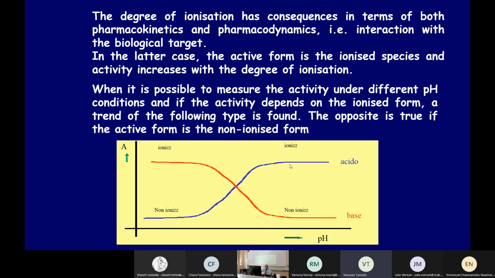You see the behavior of an acid. At low pH, we have a non-ionized form. At high pH, we have ionized form. Ionized form, high activity. Unionized form, low activity, because no interaction with the target, but we have a very high absorption. And the contrary for the base.